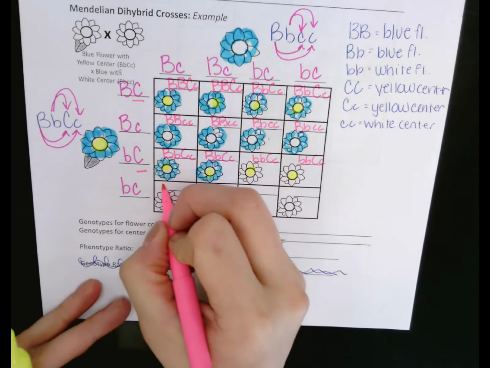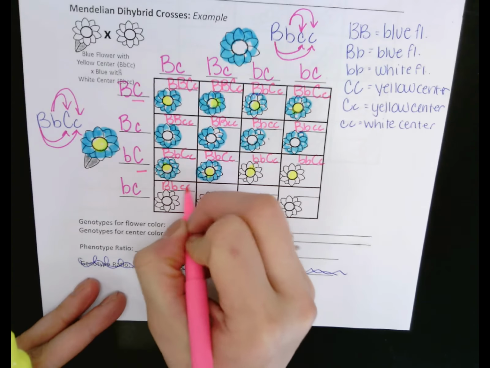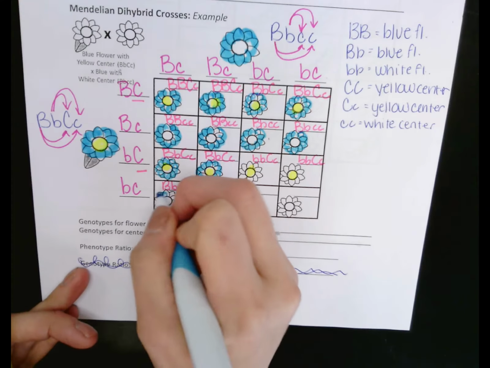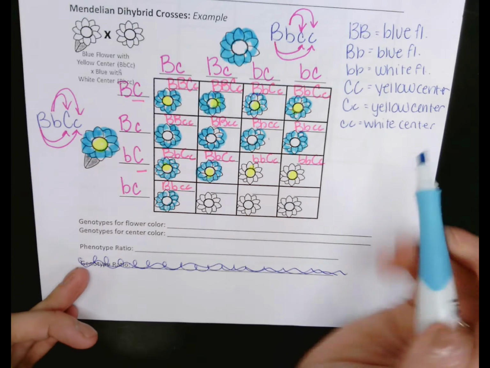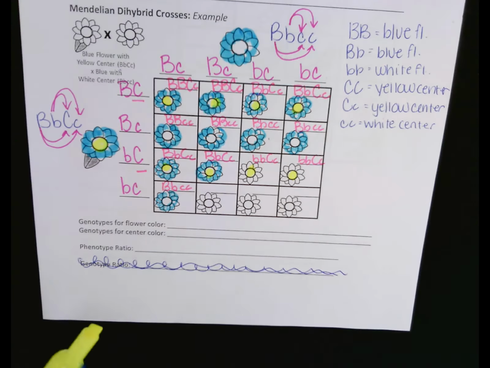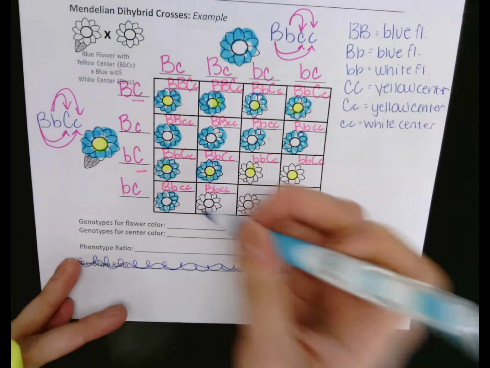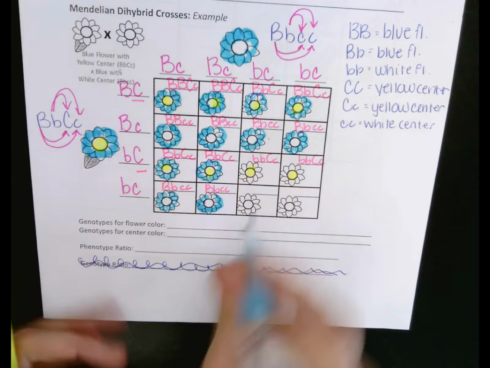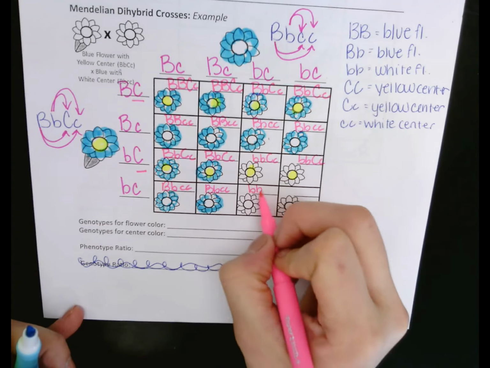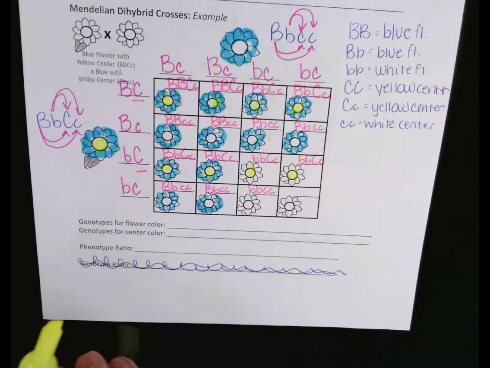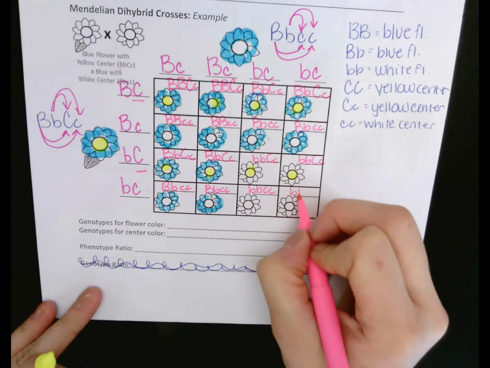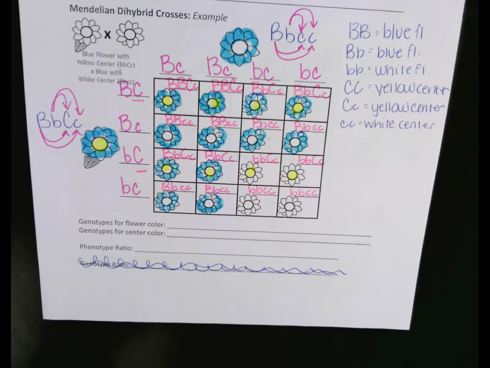Keep going on. We've got big B, little c, so that'll have a white center. And I know I'm going a little quick, but we've got all of these laid out here. You can always pause it. Then we've got big B, little c. We've got little b, little c. So that's going to be all white, and then we've got little b, little c, so that's all white as well.